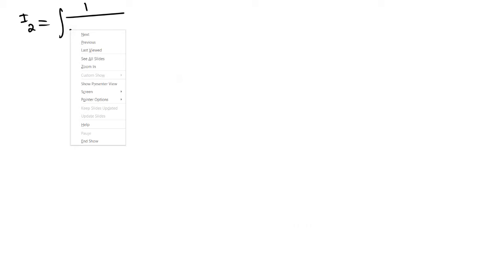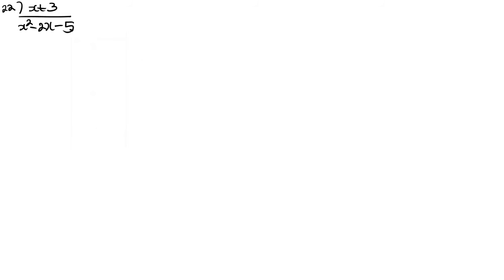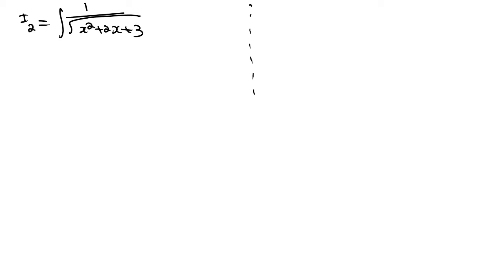Then take I2. We have I2 equal to the integration of 1 divided by square root of x square plus 2x plus 3. Here you need to follow the same procedure. What's the first step? The first step is to consider x square plus 2x plus 3. Then what you have to do? Then see the a square plus 2ab plus c form.